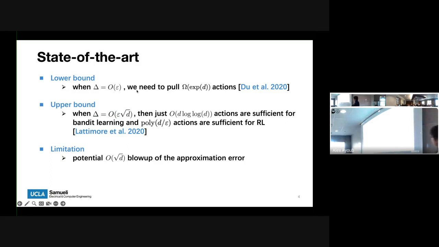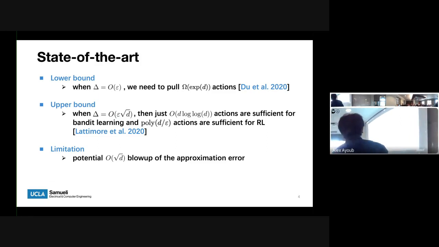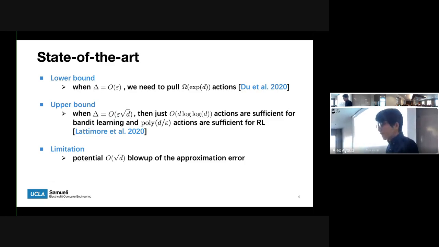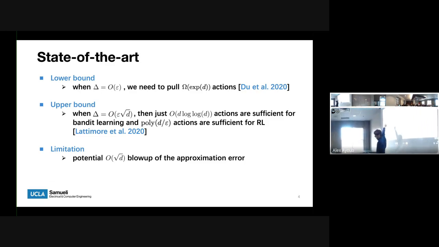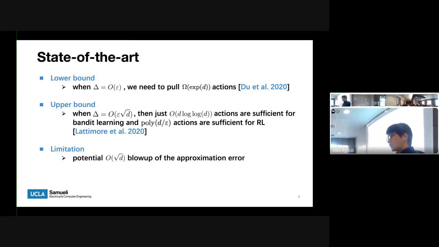This problem has been studied some time ago by a duo, and one of the authors is also my favorite. We were trying to understand, if you have misspecification for Q star in Q-learning, a slight misspecification, can you still learn Q star? So we find that if you want to have this small error, that's all epsilon. Remember the misspecification error is epsilon.